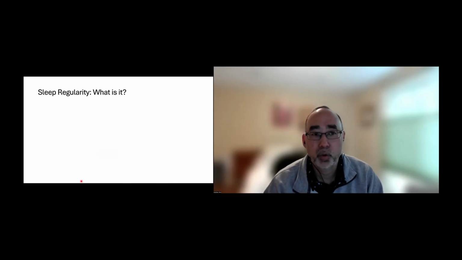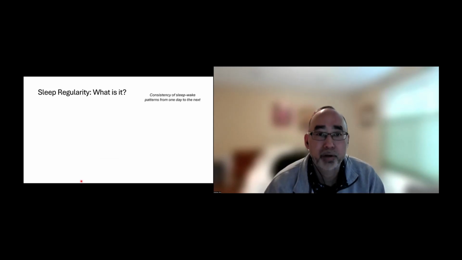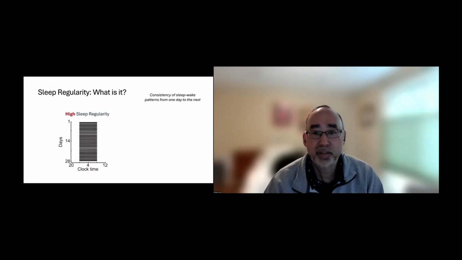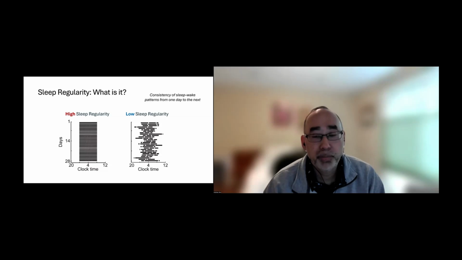And so the question is, what is sleep regularity? And basically, it's just the consistency of sleep wake patterns from one day to the next. And this is depicted using a raster plot. And raster plot just visualizes the time that you're asleep from day to day. And this is obviously an idealized version, a high sleep regularity where the person sleeps exactly the same time and then wakes up at the same time. A low sleep regularity, you can imagine, has a lot of variability in the timing of when a person goes to sleep, what time they wake up, and there could be fragmentation too. A lot of times when they're awake in the middle of the night.